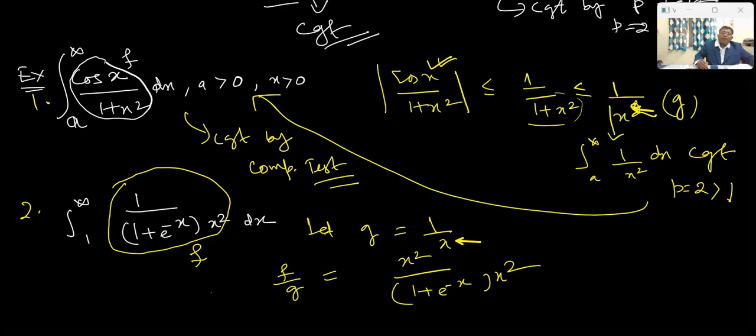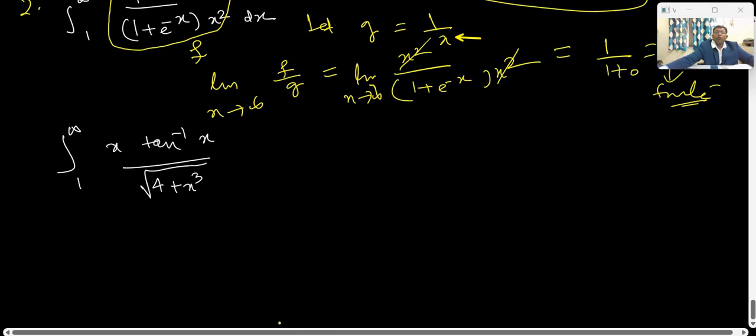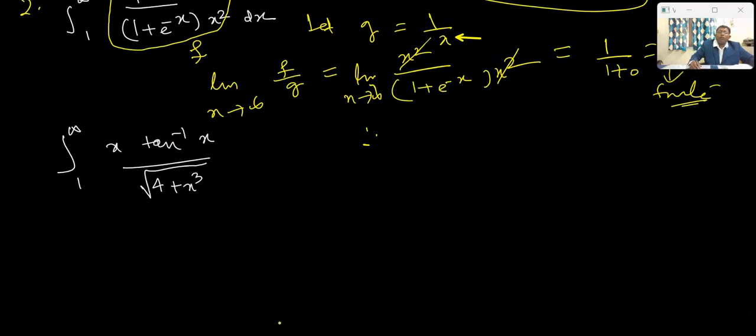Now I take the limit as x tends to infinity of this. This and this cancel. This will give you 1 by 1 plus 0, which is 1. So it is finite and not equal to 0. Therefore f and g will behave alike by the comparison test.